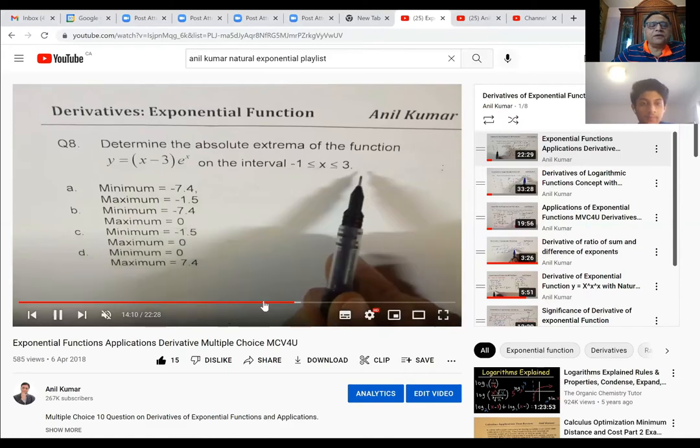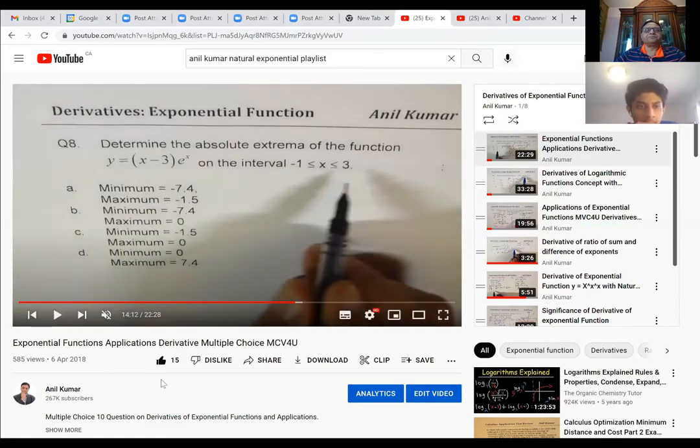Here we have question number 8. Can you please read the question? Determine the absolute extrema of the function y equals x minus 3 times e to the power of x on the interval -1 less than or equal to x less than or equal to 3. Basically, you'll do exactly what we did in the previous two examples. We have a defined closed interval in which the function is continuous, and we'll find the critical number, check the value of the function at the critical numbers and at the boundaries. Whichever is maximum will be the absolute maximum, whichever is minimum becomes the absolute minimum. So those are straight questions.